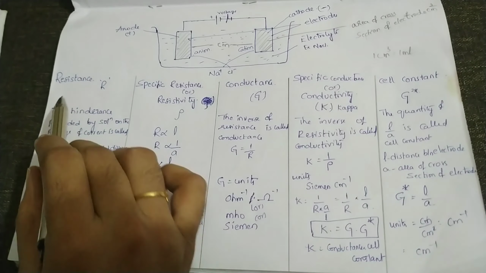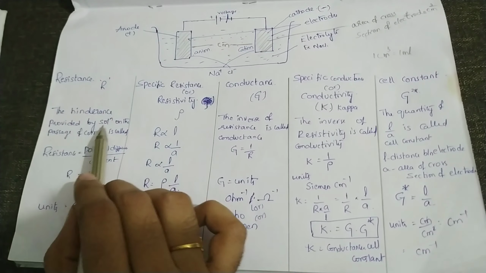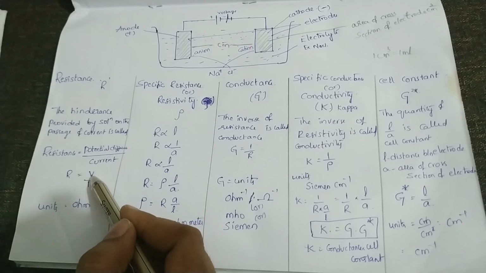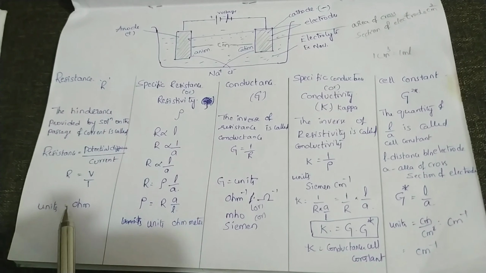Now we will define the resistance. The hindrance provided by the solution to the passage of current is called resistance. What are the units for resistance? Ohm.